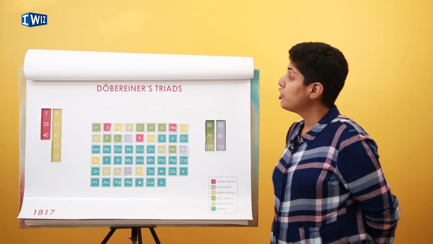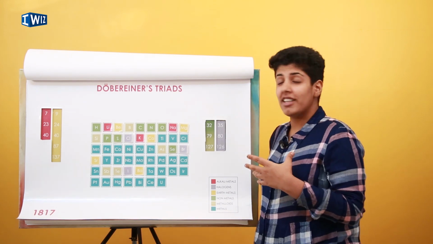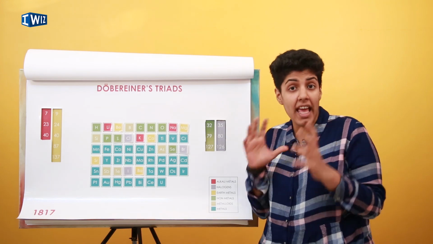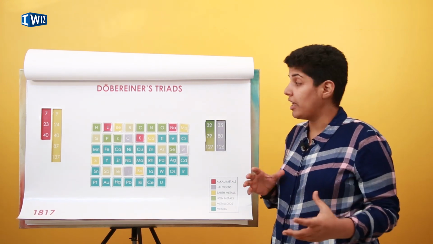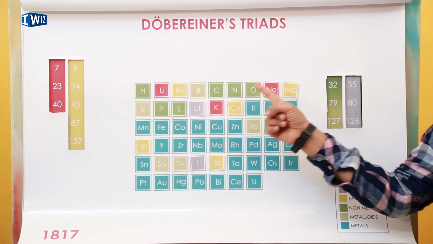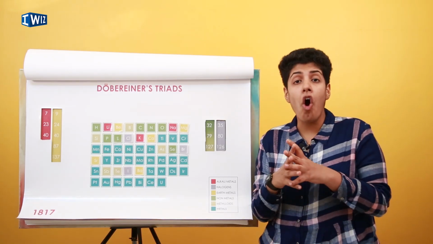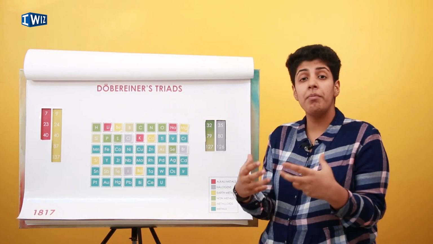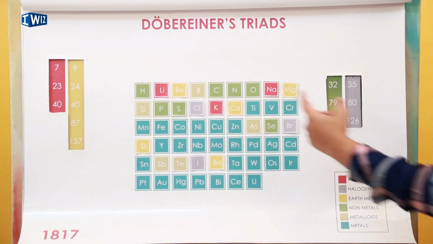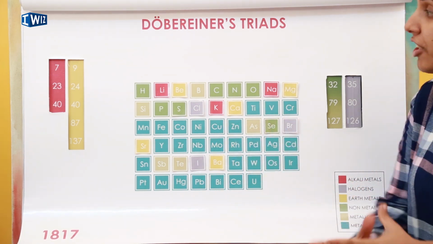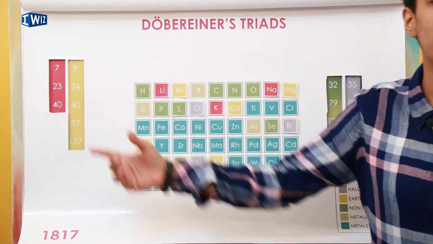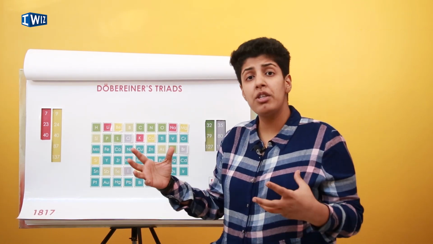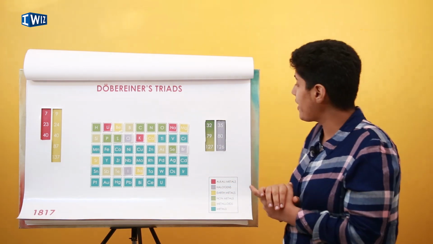We don't really understand yet. So we have Dobereiner's triads. Let's see what he did. He tried to find elements that shared a property. For example, we have lithium, sodium and potassium over here. They were all extremely reactive. They reacted with water and gave us extremely basic oxides. He sees lithium, sodium, potassium, and he sees that their atomic weights are 7, 23 and 40. And 23 is the mean of 7 and 40. It's the average of 7 and 40.